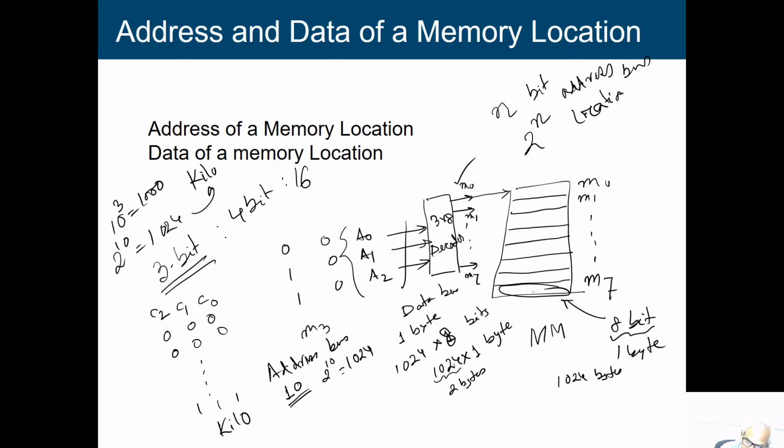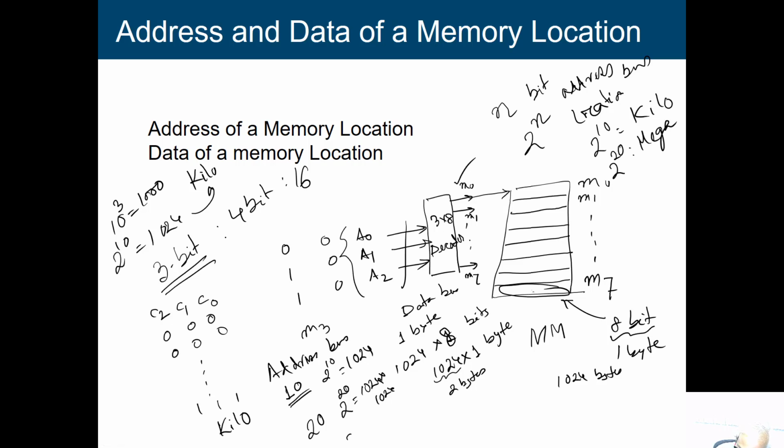Now, similarly, if my address bus is 20, then I am going to have a total of 2 to the power 20 memory locations, which is nothing but 1024 into 1024. That means 1024 kilo memory locations, and in every memory location we can store certain information. On the other hand, this is treated as my mega. So, first 2 to the power 10 is my kilo, and now 2 to the power 20 gives me mega.